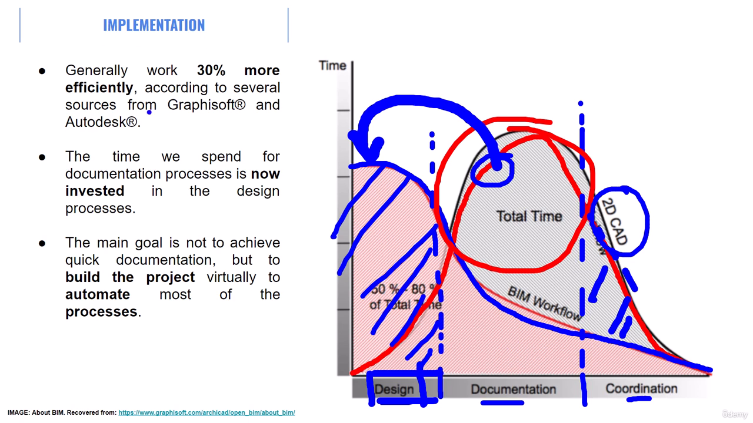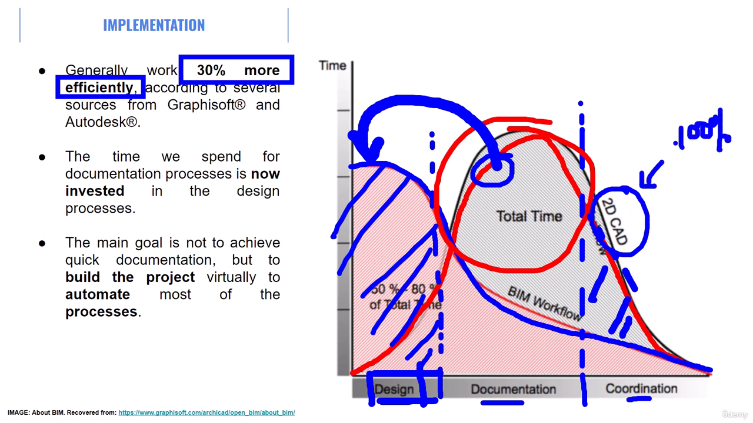But generally, the marketers, even from Graphisoft and Autodesk, will tell you the same formula. You can optimize pretty much from CAD. If we take CAD as 100%, BIM will optimize this process by 30%. You will spend 70% of the time you used to spend with CAD and work 30% more efficiently.